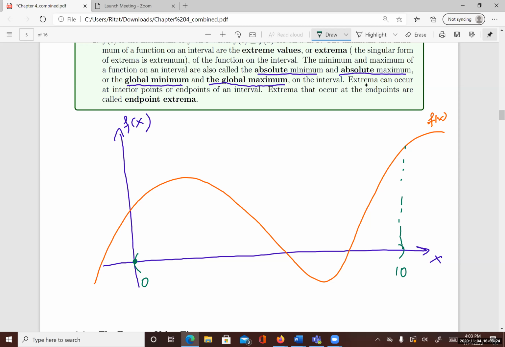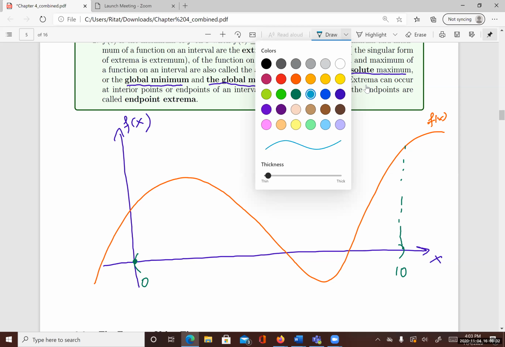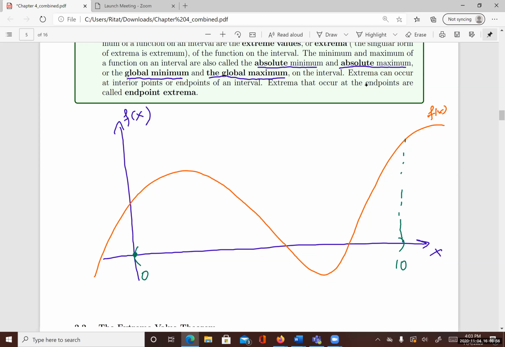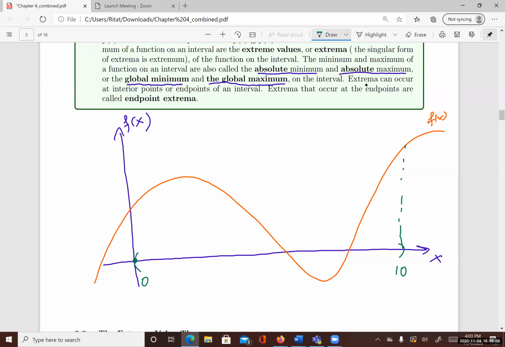So first, let's look for the absolute maximum value of this function. If I look using my eyes, I can see that this point right here could be the absolute maximum value, which is the highest value of the function on the interval from 0 to 10. And again, we're looking at the open interval from 0 to 10, not the closed interval.